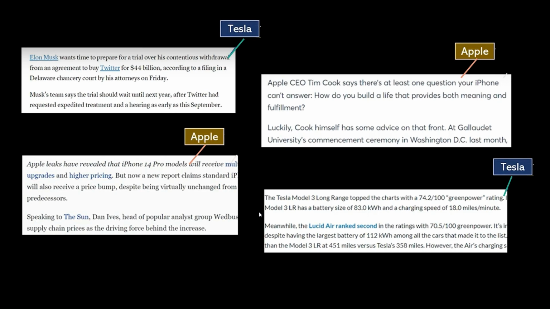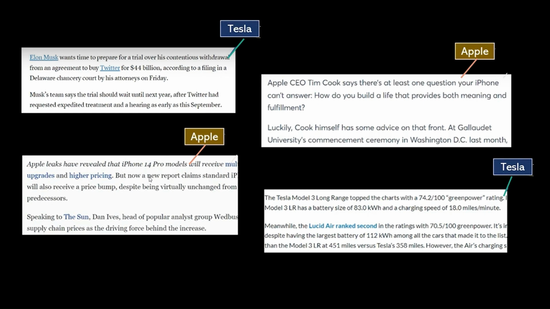Let's see, this is a news article classification problem. Here are the news articles in front of us. This is an article belonging to the company Tesla. This article belongs to the company Apple. So given an article, the task is extracting the name of the company about which this article was written. It's also a kind of classification problem. Take this as an example to discuss the concept of TF-IDF vectorization.